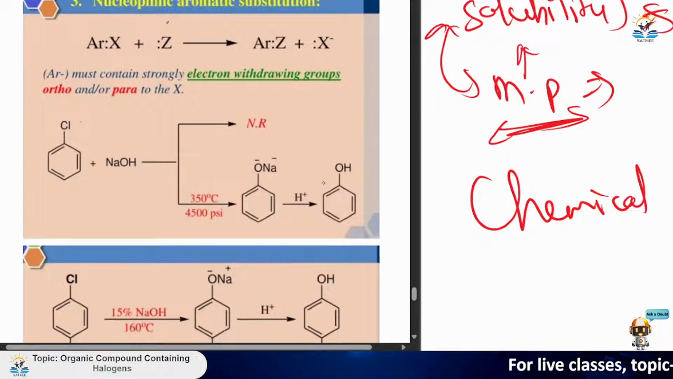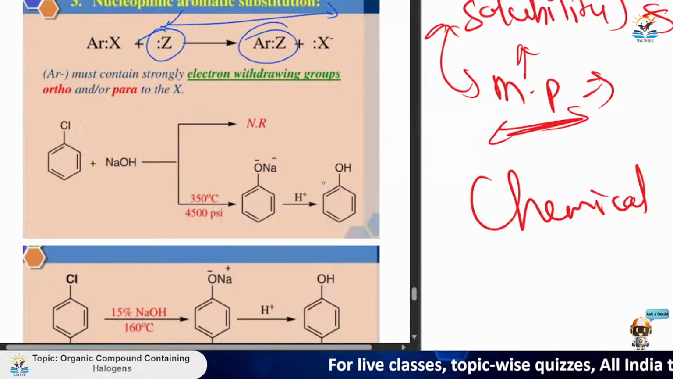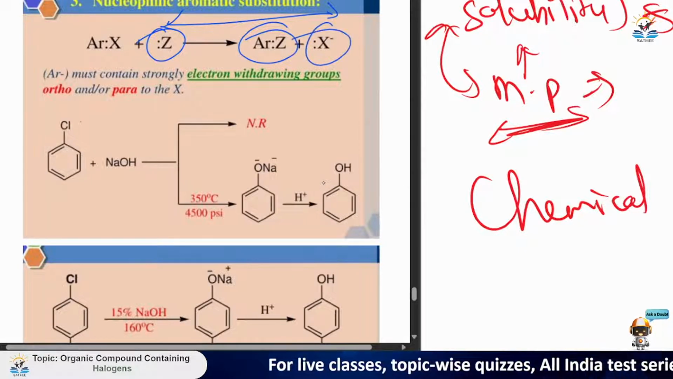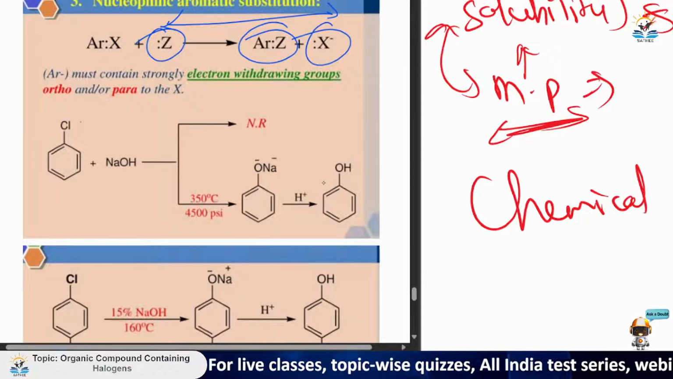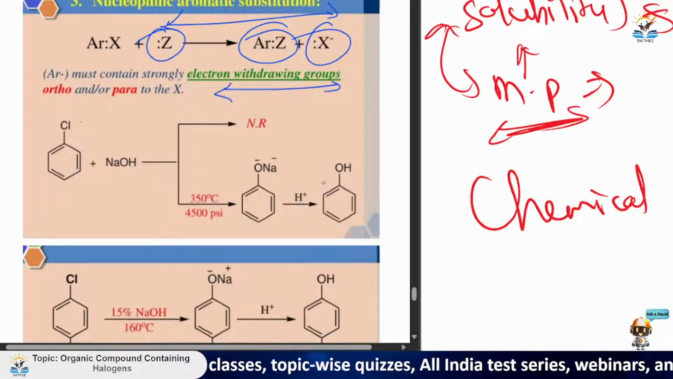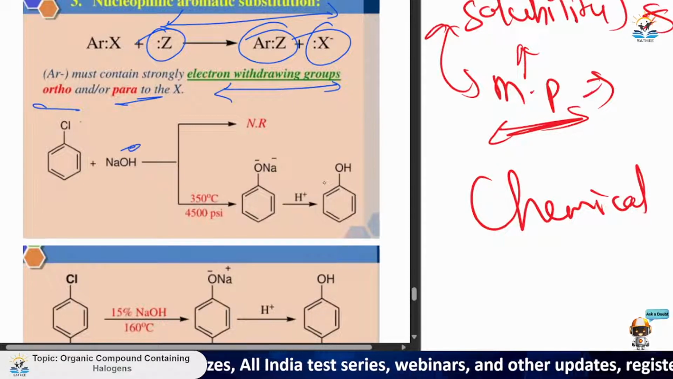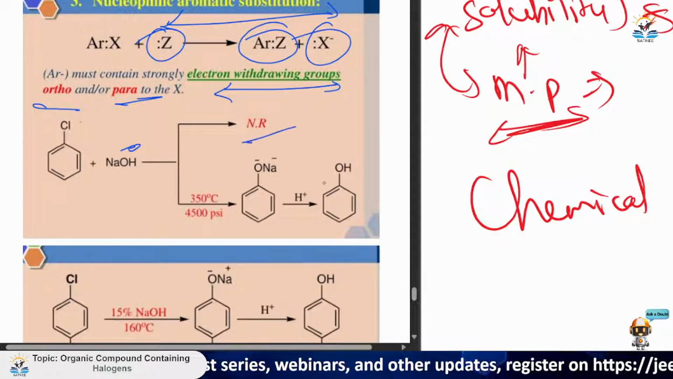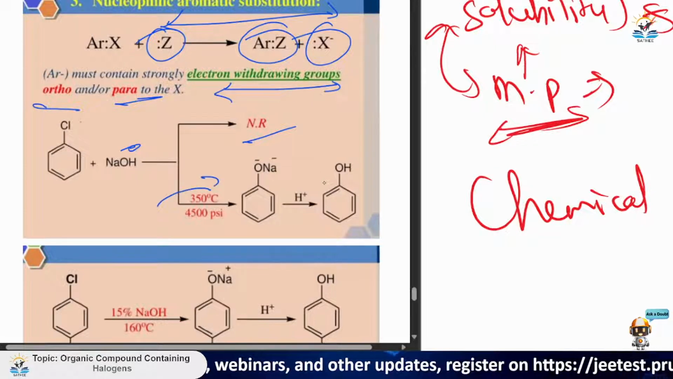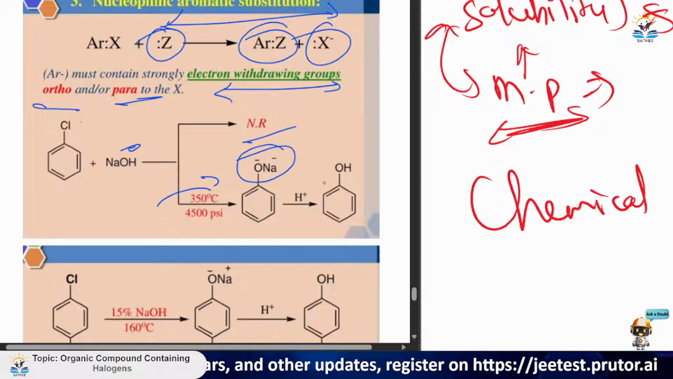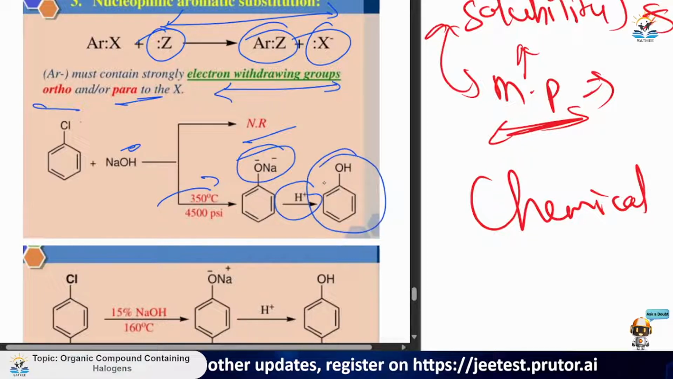Now, nucleophilic aromatic substitution, just similar to alkyl halide. Here ArX, and this is the nucleophile compound. It is connected to this, and X is taken out here as a leaving group. Here an electron withdrawing group favors the nucleophilic substitution reaction at the ortho and para positions. See, if chlorobenzene is reacted with NaOH containing OH minus, with direct reaction it will give no reaction. But if we increase the temperature, it will give O negative Na positive, and on hydrogenation, it will give OH.